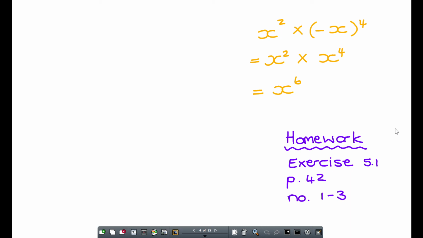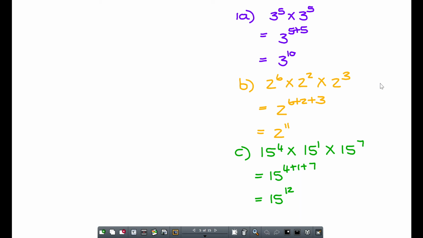Okay, so we have got to mark exercise 5.1. There's number 1A, B, and C. Quickly have a look. Remember, yesterday we said bases must be the same and we must multiply. And if that's true, base will stay the same and we are going to add exponents.